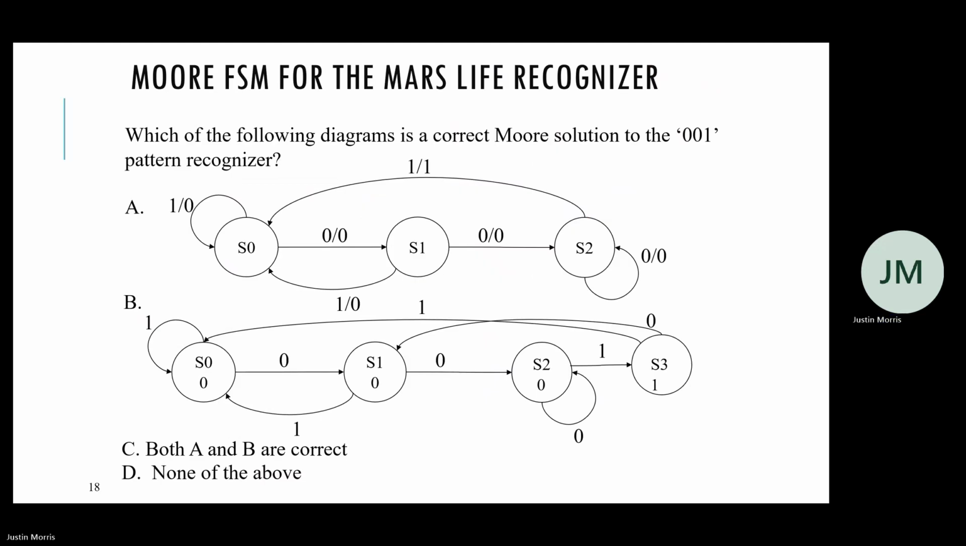All right. So we were asking about the Moore machine. So what if we wanted to do the same thing with the 001 pattern detection, but we wanted to use a Moore machine? Is the question. Which of the following state diagrams implements the correct Moore solution? So we don't have too much time, so just do this together first.